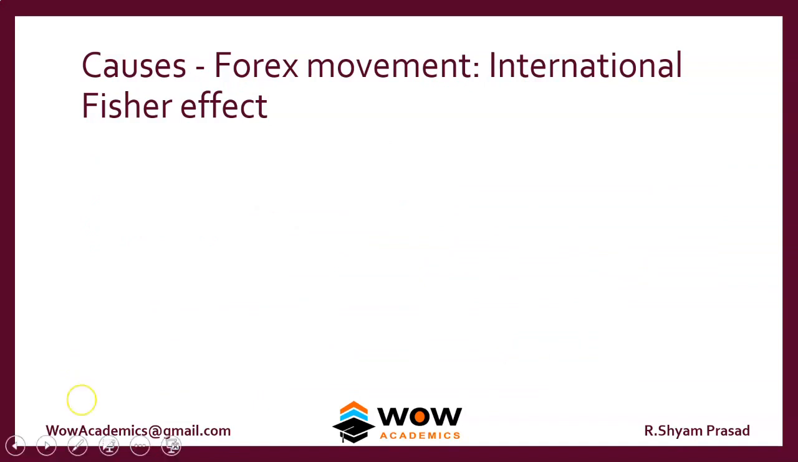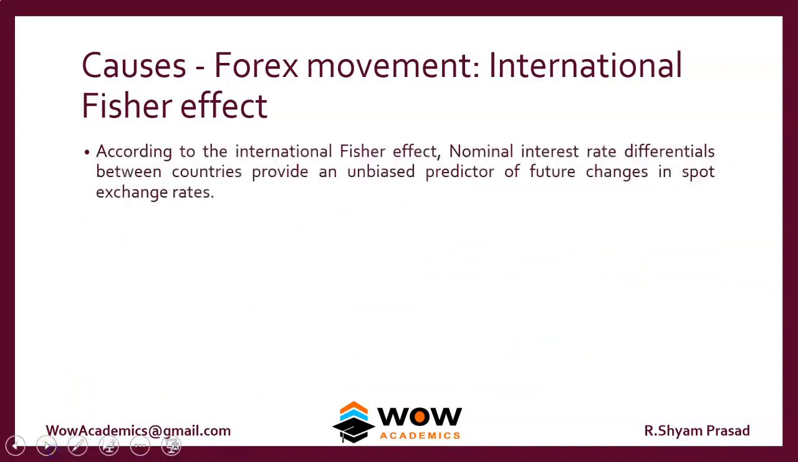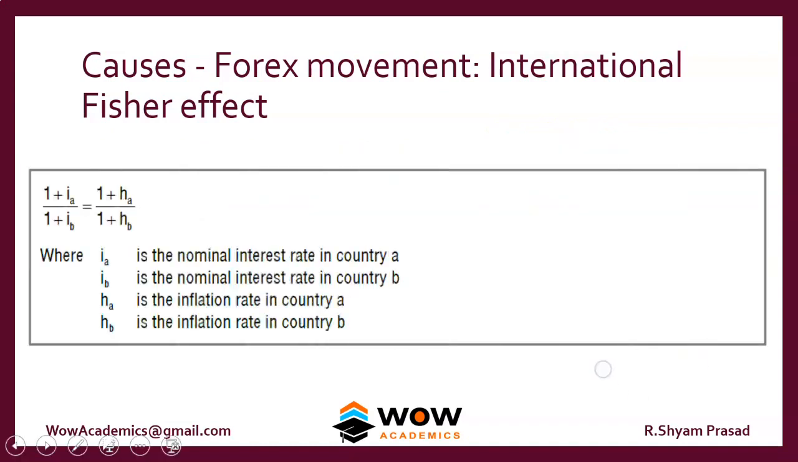So we'll look at the next theory. It's called the international Fisher effect. According to the international Fisher effect, nominal interest rate differentials between countries provide an unbiased predictor of future changes in the spot exchange rate. So he says that the reason for the spot exchange rate to move is purely the nominal interest rate difference in two countries. This is the formula for the international Fisher effect.